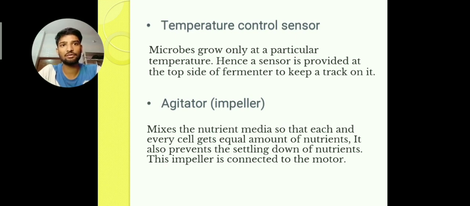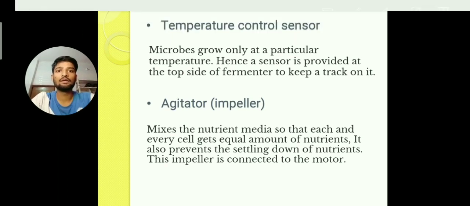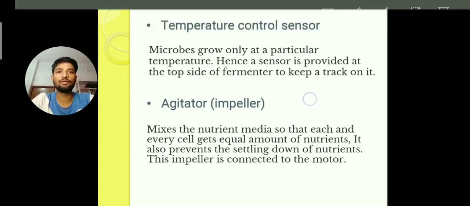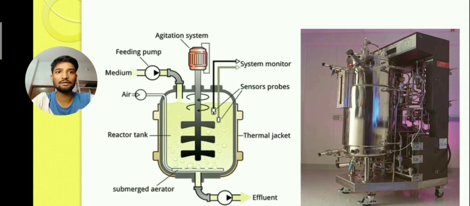Temperature control sensor. As we all know, microbes grow at a particular temperature. So a sensor is provided at the top side of a fermenter to keep track of the temperature inside the fermenter. And we can see it in the previous image which I have used. Here it is, the sensor.